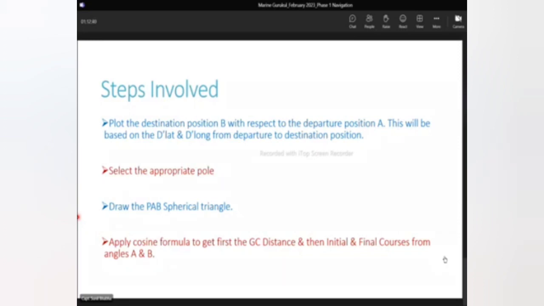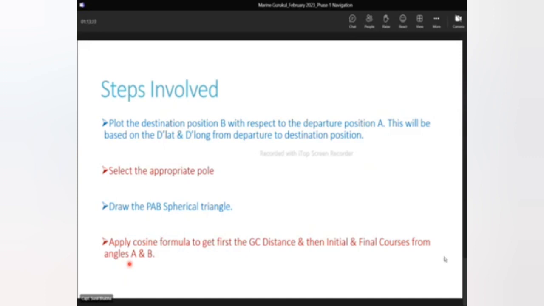Now once the pole is selected, A and B are plotted correctly, the PAB spherical triangle can now be drawn. Once you draw the PAB spherical triangle, you have to apply the cosine formula. When we apply the cosine formula, the first thing we obtain is the great circle distance between the two positions. Once the distance is obtained, a second application of the cosine formula gives us the initial course, and a third application gives us the final course, which can be calculated by obtaining angle A and angle B of our PAB triangle.